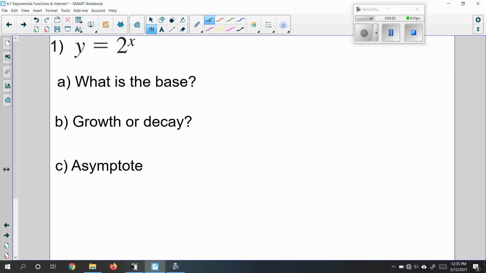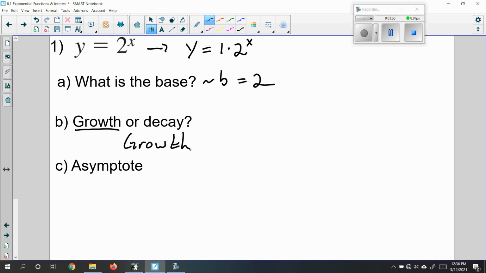So now, here's the general form. The base is b. So the base of this particular exponential function, well, this is just like writing y equals 1 times 2 to the power x. So the base for this exponential function is 2. Since b is greater than 1, this represents a growth. And since we have not made any transformations, the asymptote is y equals 0.